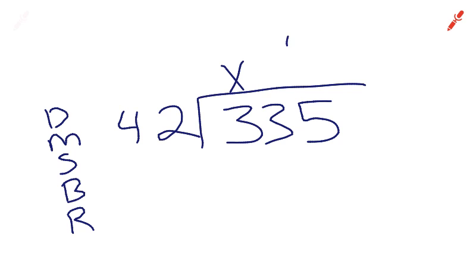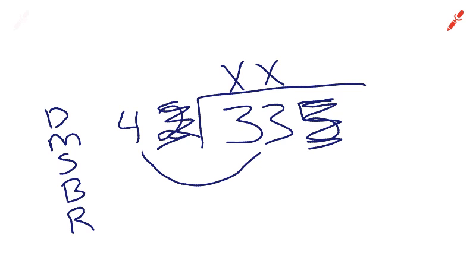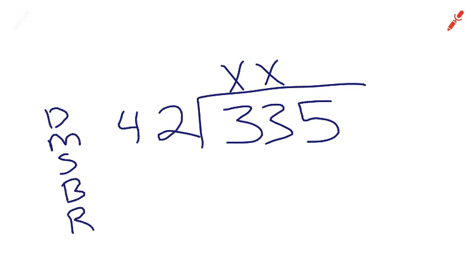Does 42 go into 33? No. So we'll put another X here. Does 42 go into 335? Yes. So we know that our first number is going to go right there. We'll cover up our last numbers, cover up our 2, cover up our 5. And we're asking ourselves, how many times does 4 go into 33? Just for estimating, 4 times 7 is 28. So let's try a 7.